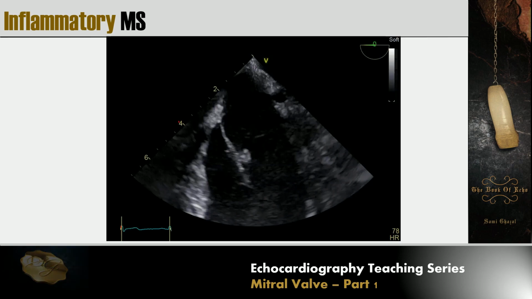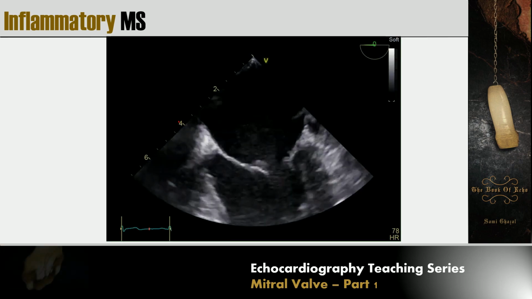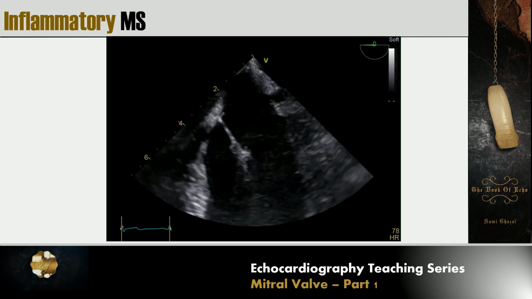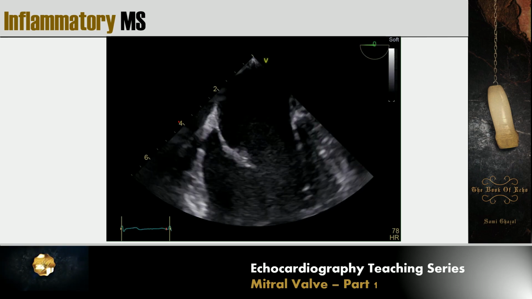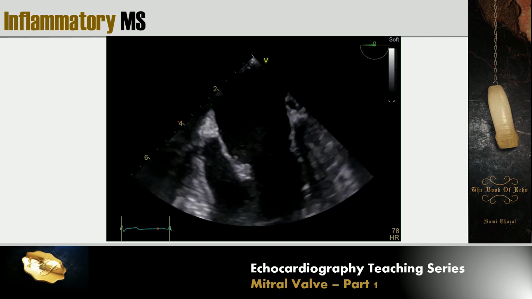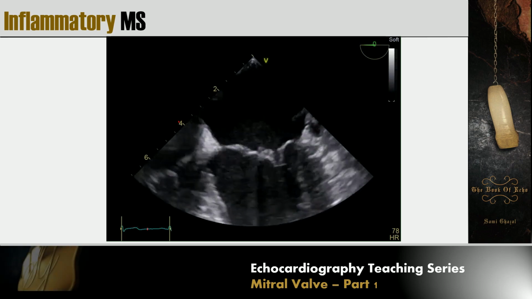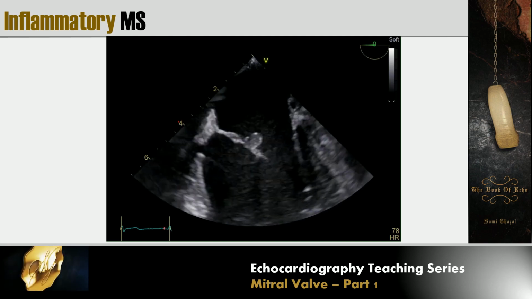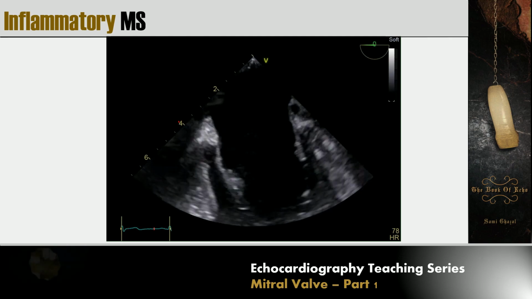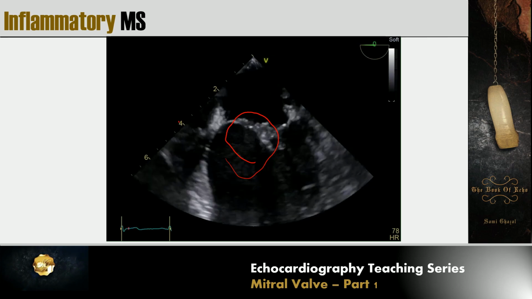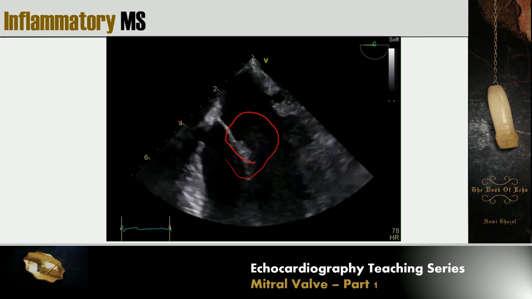Autoimmune disease, classically systemic lupus erythematosus, SLE, might cause formation of sterile valvular vegetation. This is the image or the video by transesophageal echocardiography, and here we can see this is the anterior mitral leaflet, and there is a mass on the tip of this mitral leaflet. It looks like a vegetation.